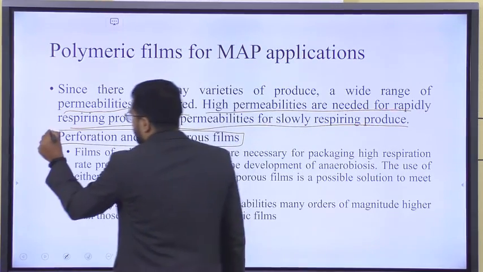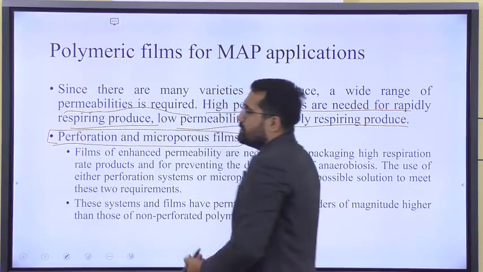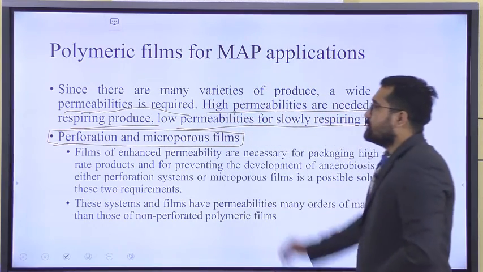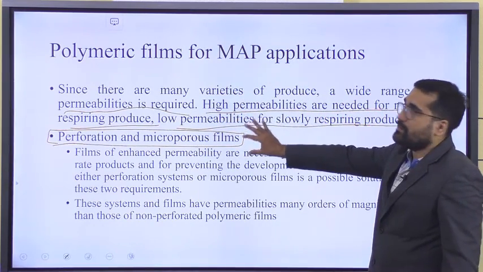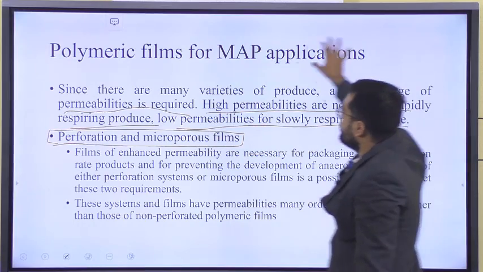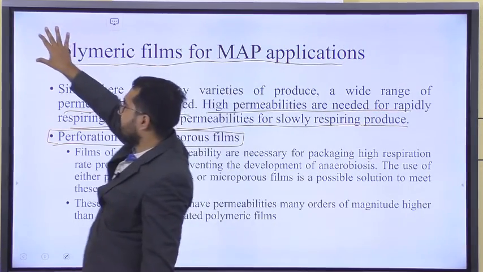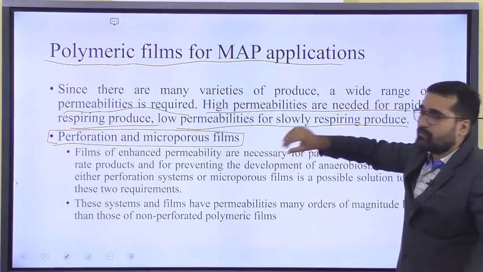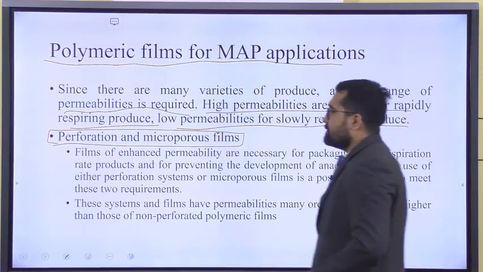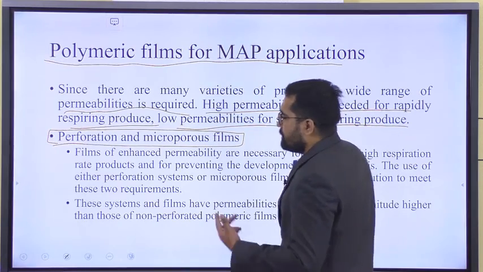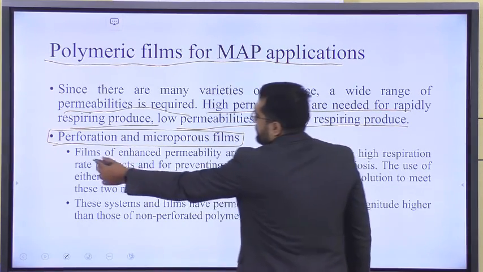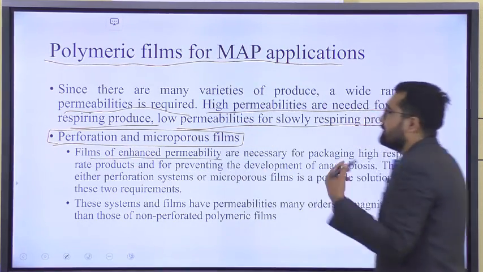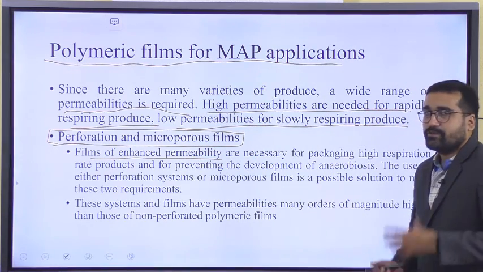On what factors does the permeability of a polymeric film depend? The first one is the perforation of the film. How much these films are perforated, or how these films are made. First we find out how much perforation they are having. So if we are providing perforation, what happens? It increases the permeability, which is needed for many products.